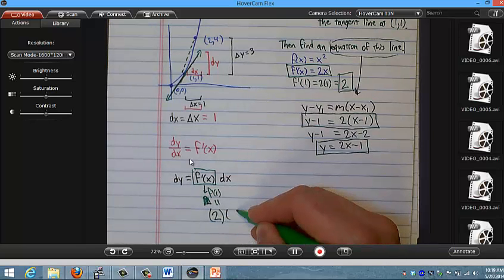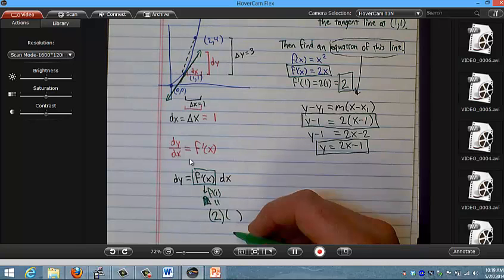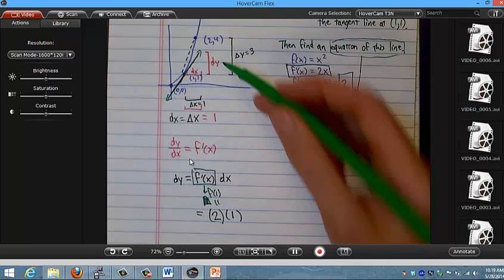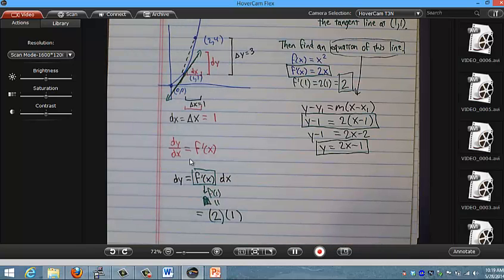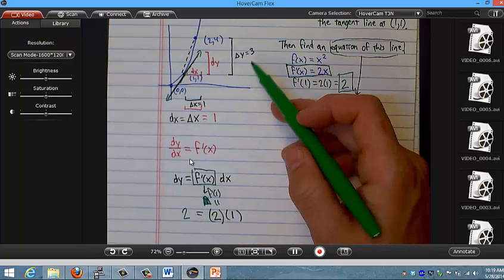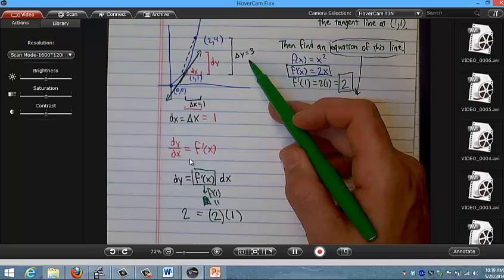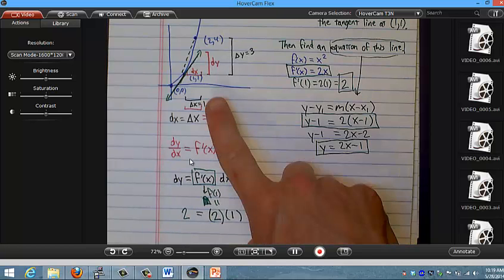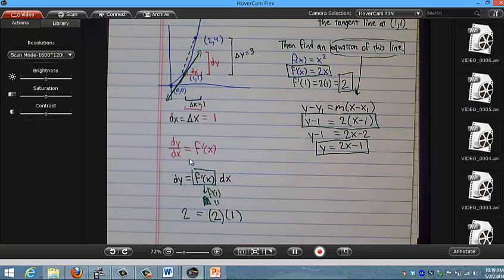We computed what dx is. What's dx? It's the same as delta x. So what is it? 1. And so what is dy? Well, I can compute it, and what do I get? 2 times 1 is 2 instead of 3. So the differential dy, is it close to 3? I'm off by 1. I'm going to be off a little bit. But this is the picture that you want to have in mind as you work through these problems.